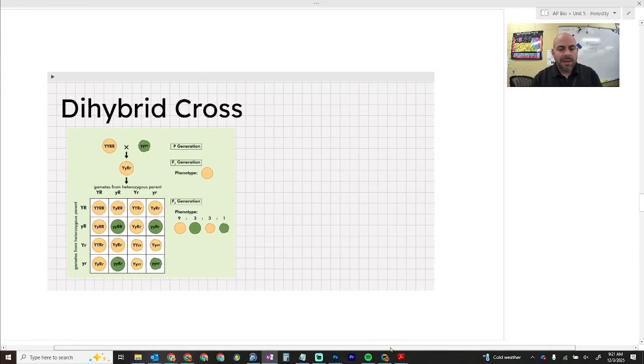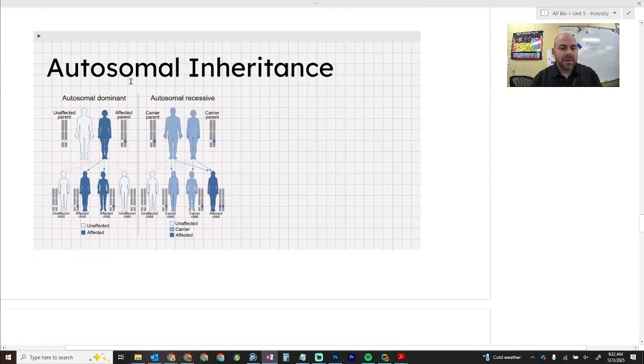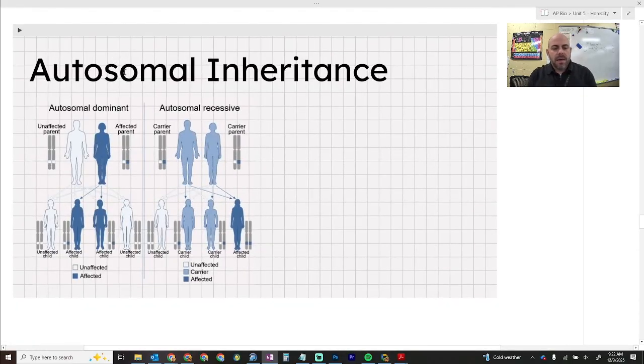So let's look at this idea of autosomal inheritance. Autosomal inheritance has to do with what we've been talking about, right? An autosomal chromosome is a chromosome that is not a sex chromosome, right? And it will typically follow pretty normal patterns. Dominant inheritance is, dominant is always going to express itself.